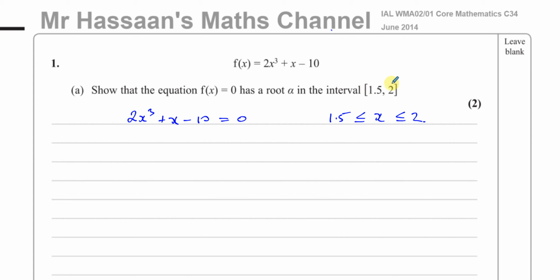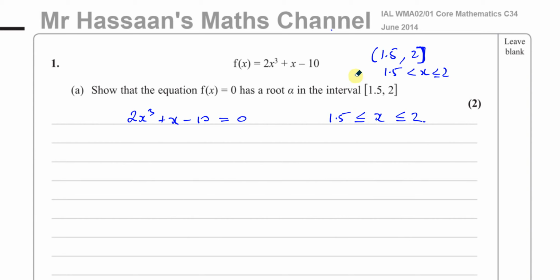If you have these square brackets, the equal sign is included. If it was a curved bracket, it would mean 1.5 is less than x is less than 2. If one side is square, then there'll be an equal sign with that. So the square bracket means with the equal sign. Basically it's an inequality. So if you see the word interval and then something that looks like a coordinate, it's in fact an inequality, and it's between those two values.